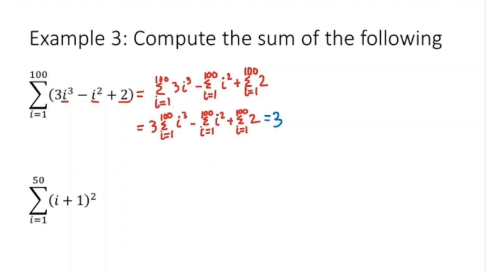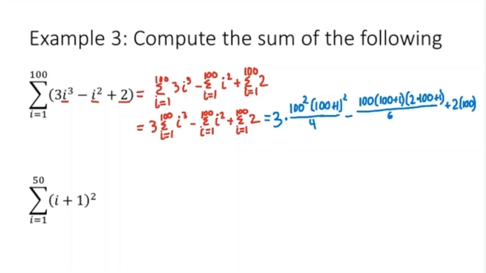For the i cubed, its sum would be 100 squared times 100 plus 1 squared all over 4. For the i squared, that would be 100 times 100 plus 1 times 2 times 100 plus 1 all over 6. And as for the sum of 2, that would be 2 times 100. Now we can punch this into the calculator to finish evaluating, and we get 76,169,350 as the sum of i equals 1 to 100 of 3i cubed minus i squared plus 2.